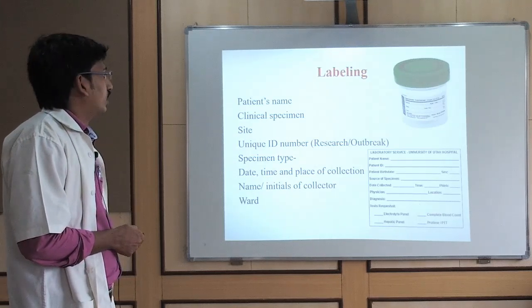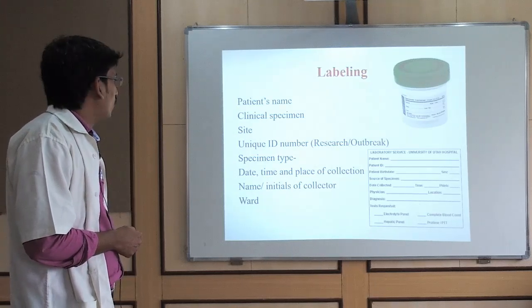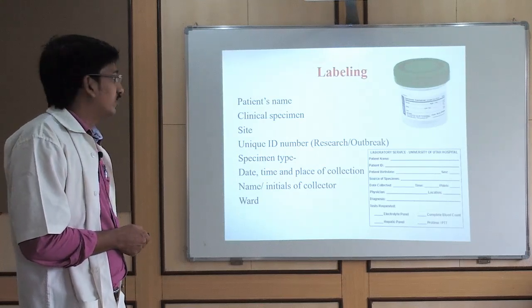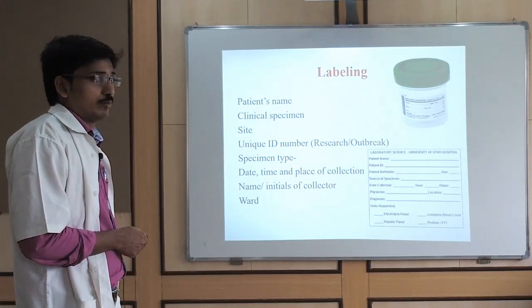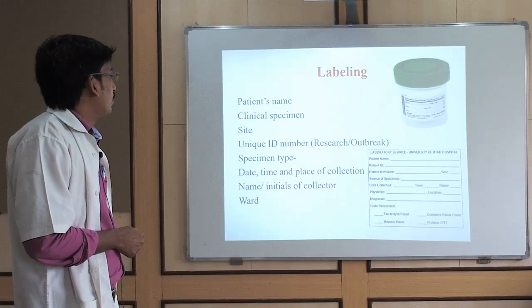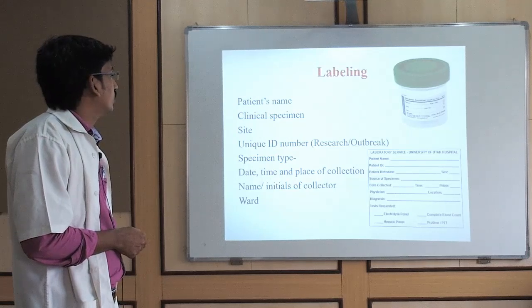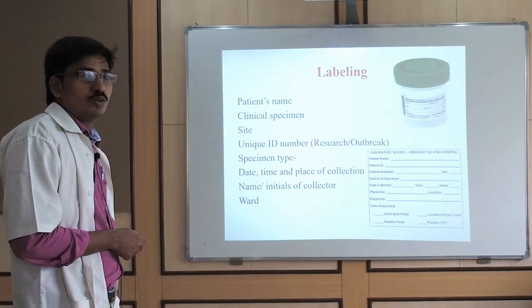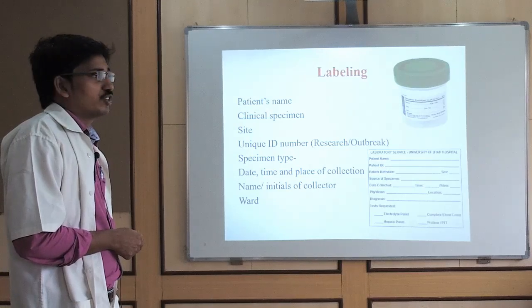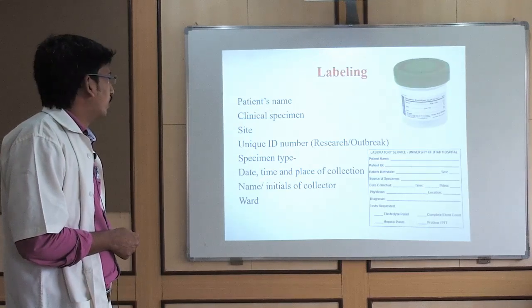Then the unique ID number. In hospital, every patient has a unique ID number. Without a unique ID number, you don't send any sample to the microbiology department. Then specimen type, what type of specimen. Then date, time and place of collection. And name and initials of the collector, and ward, whether the patient is in ICU, OPD ward or operation theatre, should be mentioned properly.